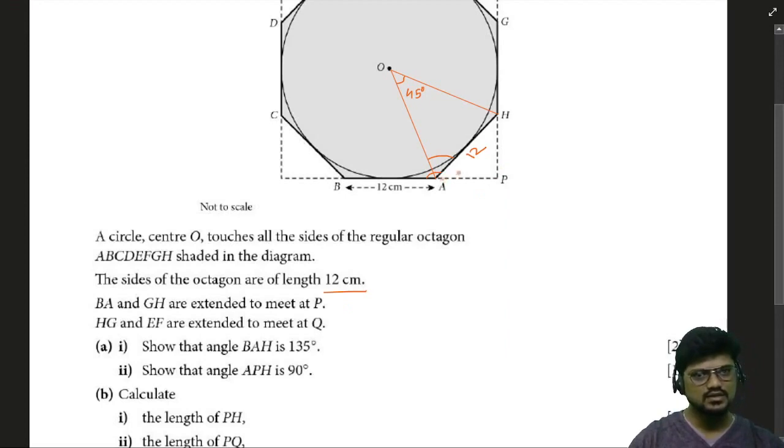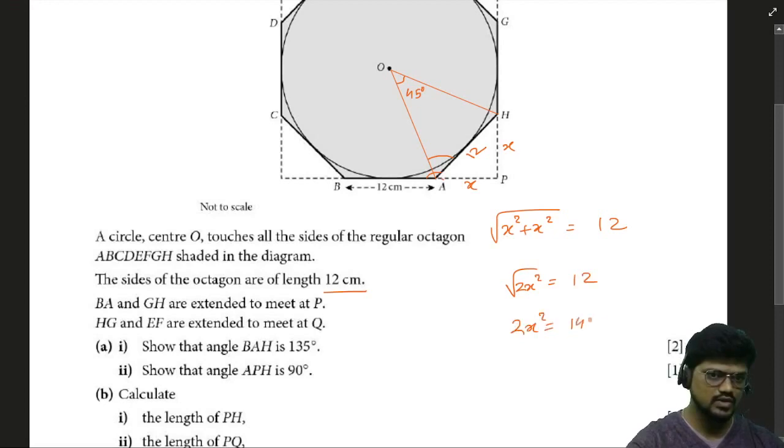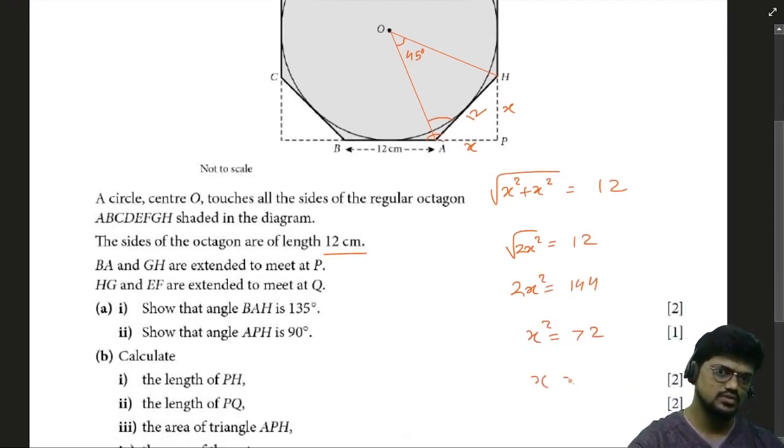We don't have two sides, you just see, this is 45 and this is 45. Both the sides are equal then. It's an isosceles triangle. So you can take this as x, this as x. So under root of x square plus x square is equal to 12 using Pythagoras. So 2x square will be equal to 144. X square will be equal to 72, and then do the square root. You will get the answer. Got it?